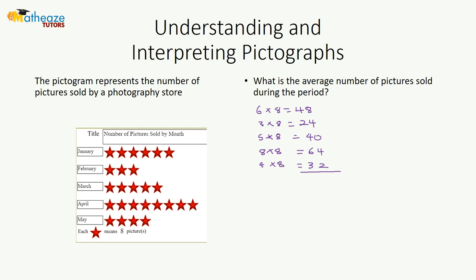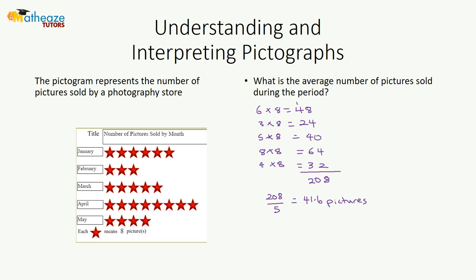So when you add this up together, we have 8 plus 4, 12 plus 4, 16 plus 2, we have 18. Bring a 1 up here. 1 plus 4, 5 plus 2, 7 plus 4, 11, plus 6, 17 plus 3, 20. So we have 208 pictures sold for that period. And what we're going to do with that is divide by 5. So 208 divided by 5 is going to give us about 41.6 pictures.